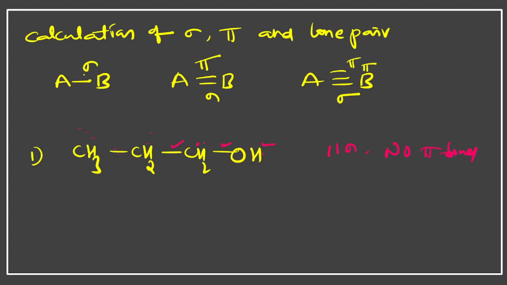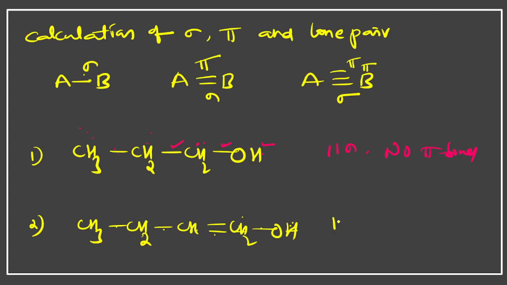Next example: CH3, CH2, CH double bond CH2OH. Now count the sigma bonds: 1, 2, 3, 4, 5, 6, 7, 8, 9, 10, and 3 more. It is 13 sigma bonds and 1 pi bond.